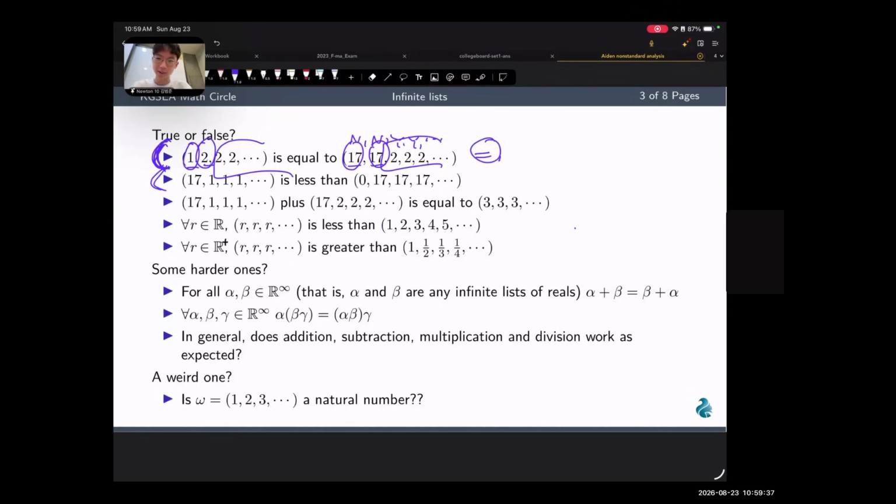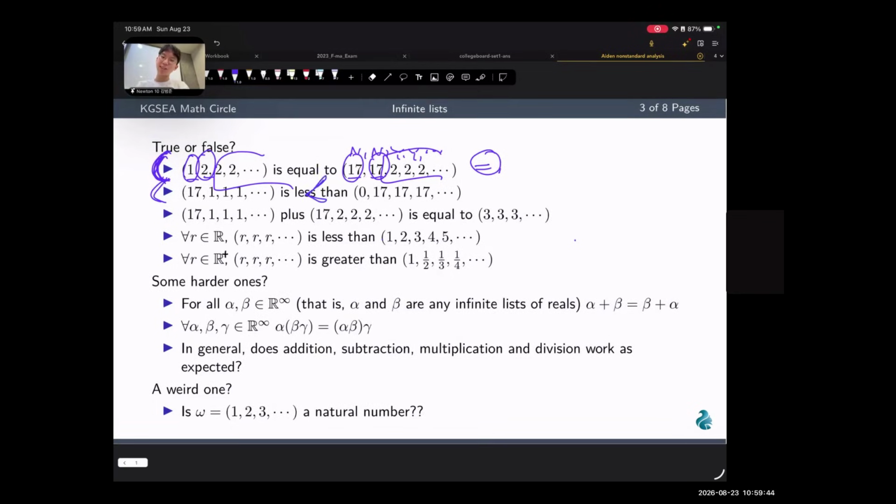Okay, number 2 is 17, 1, 1, 1 less than 0, 17, 17, 17. Is this inequality going to hold true? I see a lot of nods in this room, so I'm gonna say yes. Only a finite number of people disagree. Everyone else who looks at their particular number is going to say yes. Infinity beats finitely many voters.